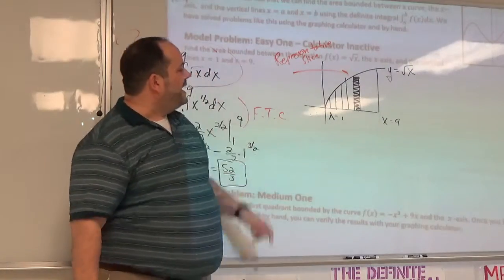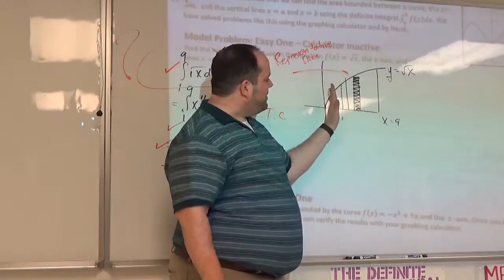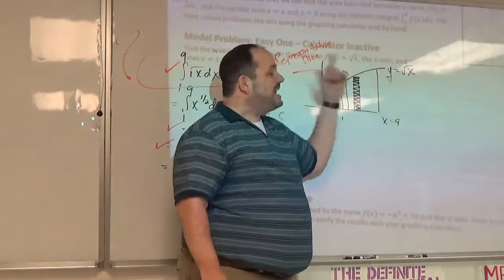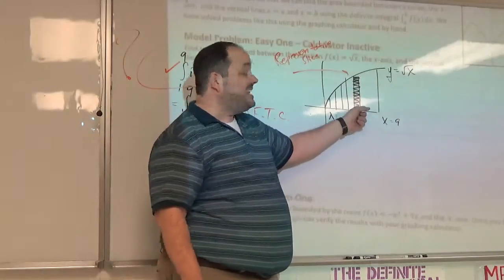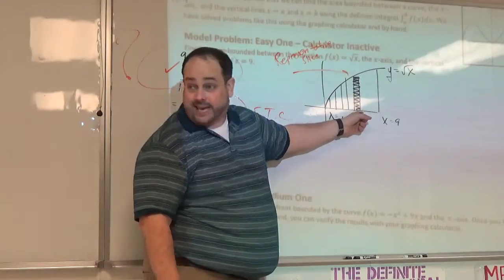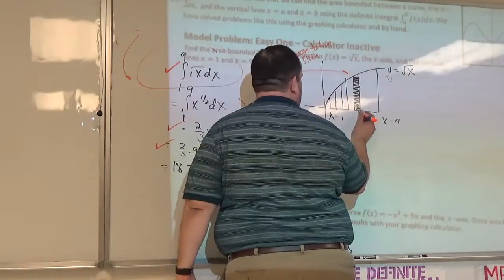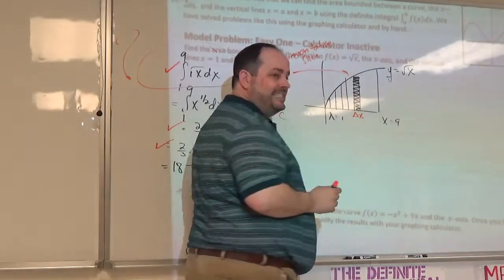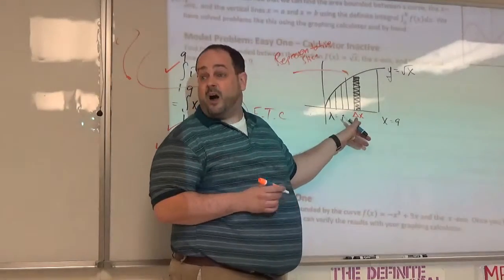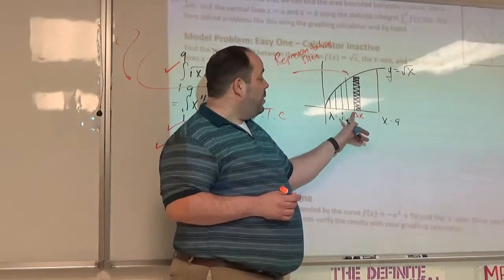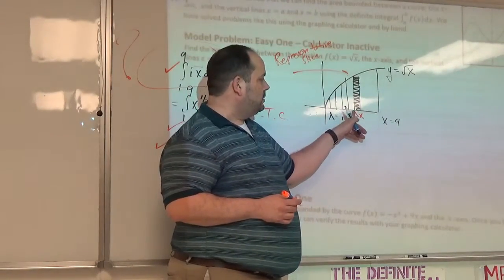So, now what did Riemann say? Riemann said, well, if I want to find the area from 1 to 9, what I'm really going to do is find the area of a rectangle, right? And in order to do that, you have to say, how wide is it? I'm going to call this delta x. We're going to go all the way back to the beginning. How wide? Delta x. How tall?